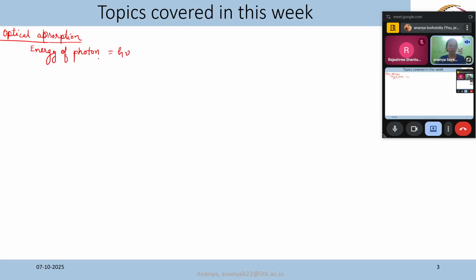Photon is a massless quantity, so there is no mass associated with it. So we cannot calculate properties like momentum of a photon using the normal mass expression. So we use a slightly different expression for it. That's not important right now.